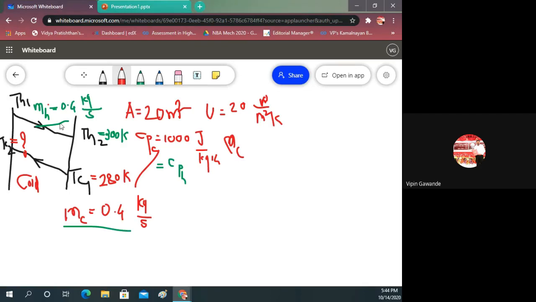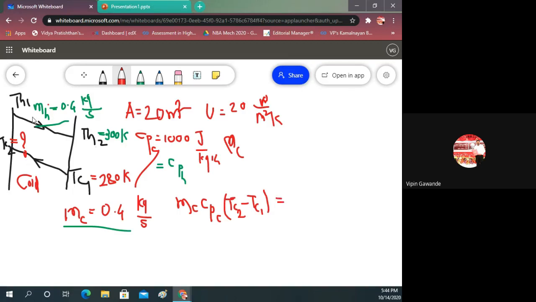Okay, so first we will use the what? Whenever we have to calculate the temperature, we use the energy balance equation. So what is the energy balance equation? It is m c Cpc times the temperature difference for the cold fluid, which is Tc2 minus Tc1, higher temperature minus lower temperature. Okay, this is Q for the cold fluid.